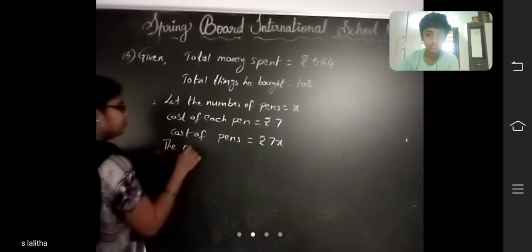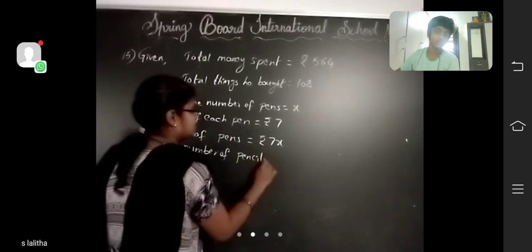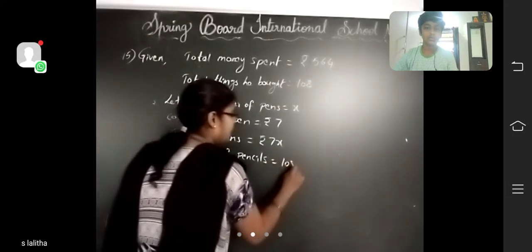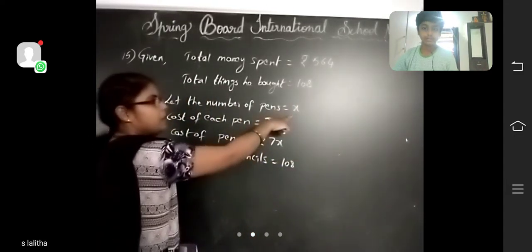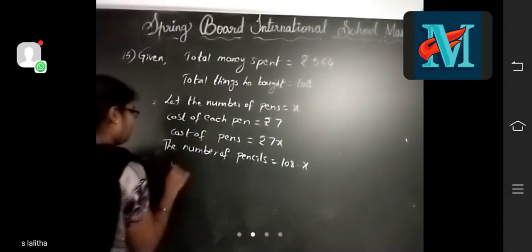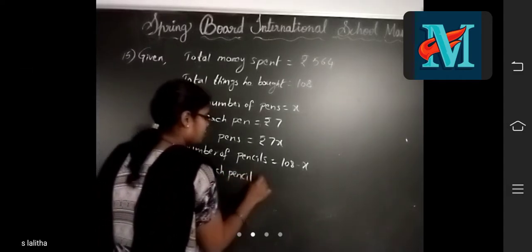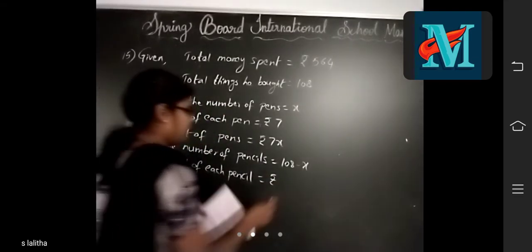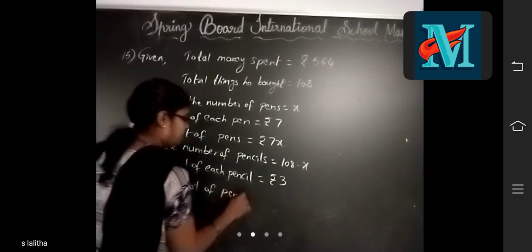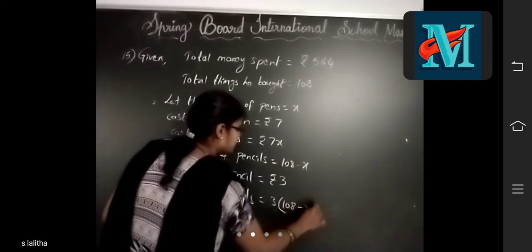Next, pencils. The number of pencils he bought, we don't know. Total things are 108, and pens we are taking as X. So the number of pencils is 108 minus X. The cost of each pencil is 3 rupees. Now the cost of all pencils equals 3 into (108 minus X).